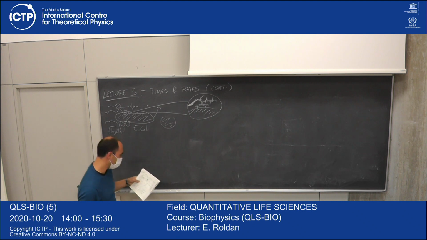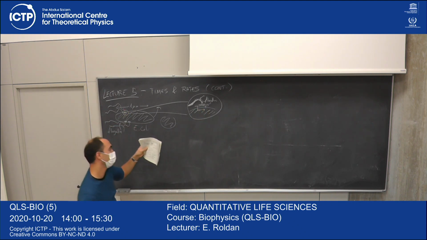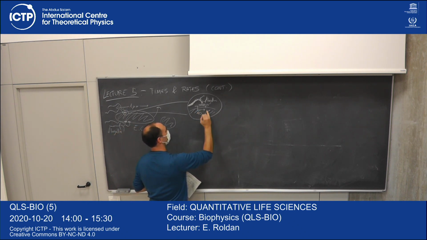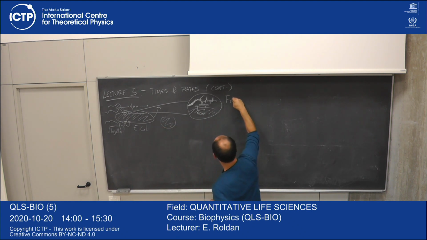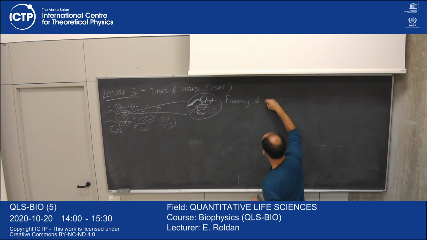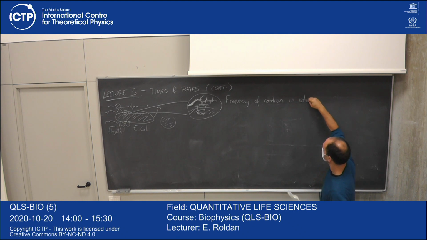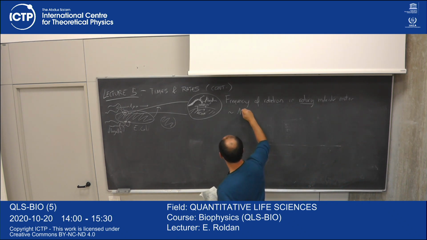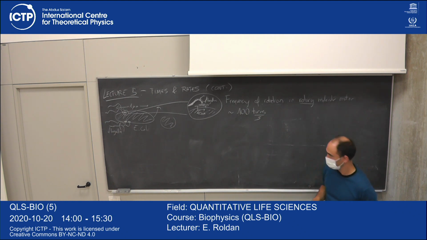And this rotates. First of all, I didn't tell you about the size. This is obviously smaller than 1 micron. This is of the size of nanometers. It has a diameter of around 40 nanometers. So it's a very, very small wheel, and the frequency of rotation in rotary molecular motors, rotary meaning it performs rotations, is of the order of 100 turns per second. So this wheel is spinning at a rate of the order of 100 turns per second.